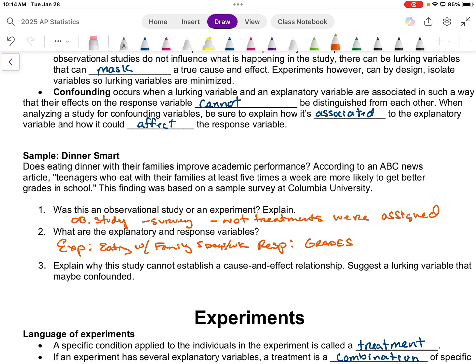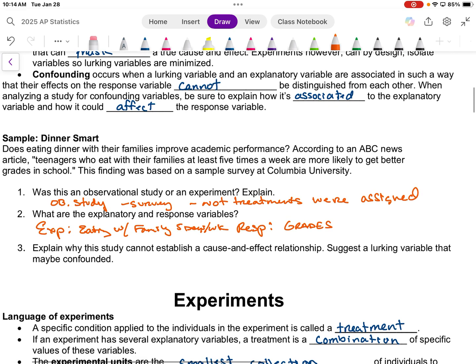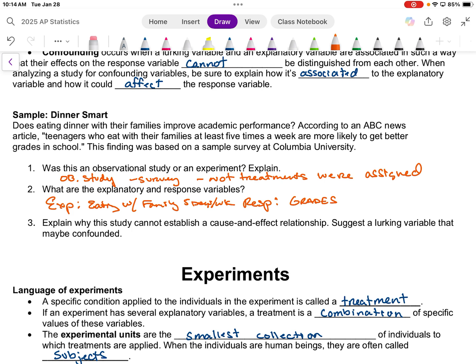Explain why this study cannot establish a cause and effect. Suggest a lurking variable that may be confounded. We can't do cause and effect because it's a what? It's not an experiment. So we can't do cause and effect because this is an observational study.